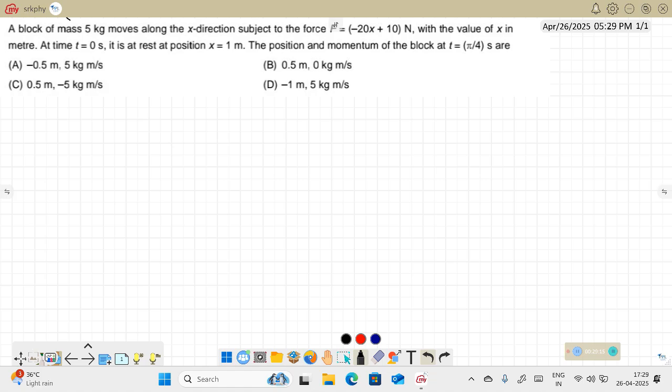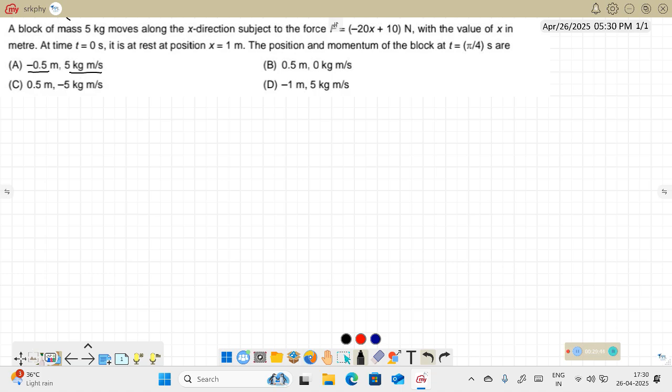In this next question, a block of mass 5 kg moves along the x direction, subject to a force F equal to minus 20 x plus 10 newtons, with x in meters, and at time t equal to 0 seconds it is at rest at x equal to 1 meter. The position and momentum of the block at time t equal to pi by 4 seconds are asked. Two questions are there, and a few options are given.